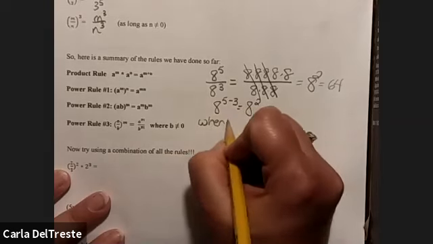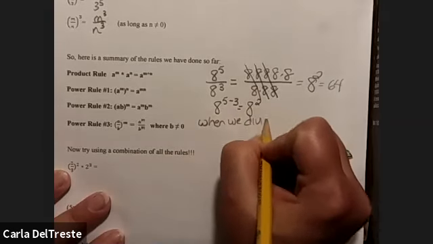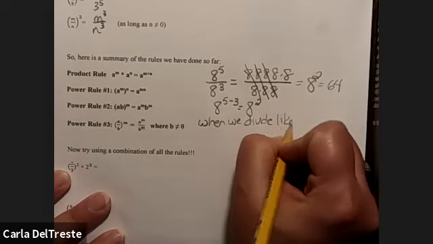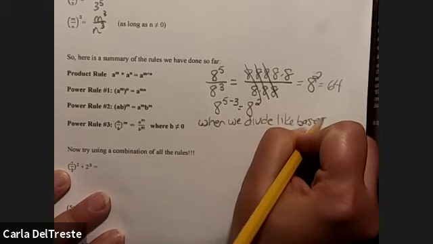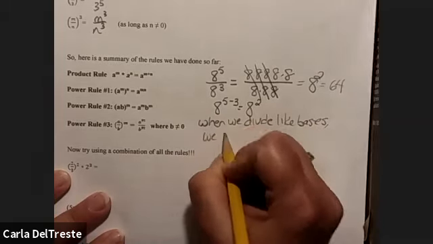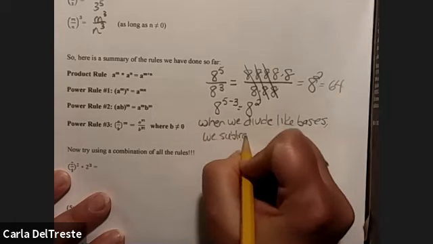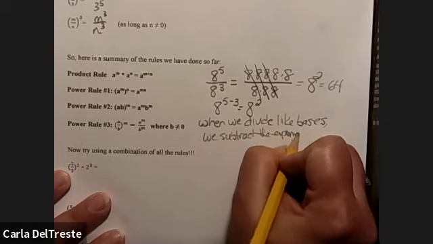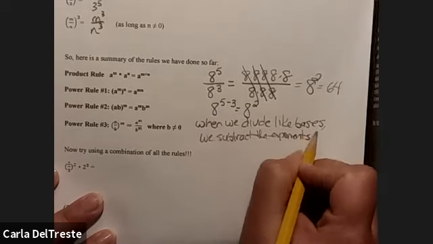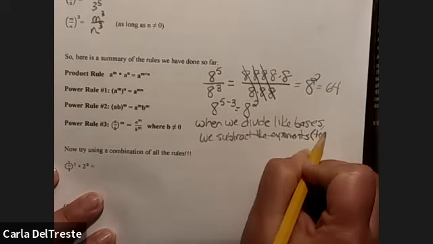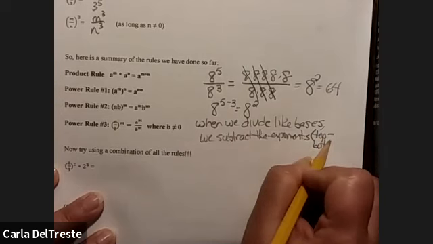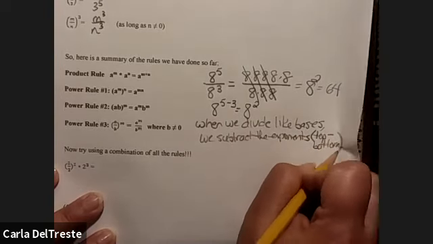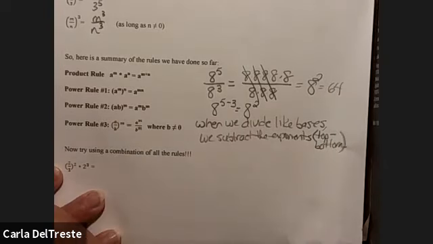When we divide like bases, we subtract the exponents. And just to be clear, I'm going to put top minus bottom because order, again, matters in mathematics here.